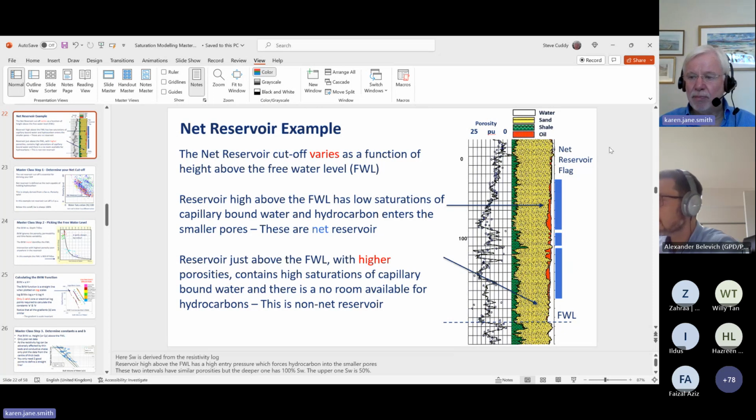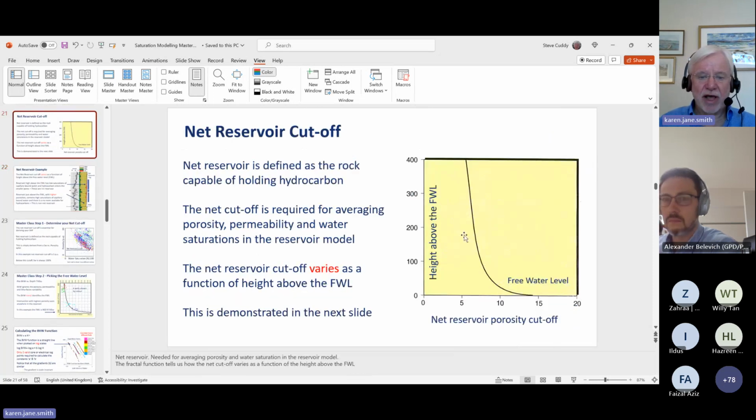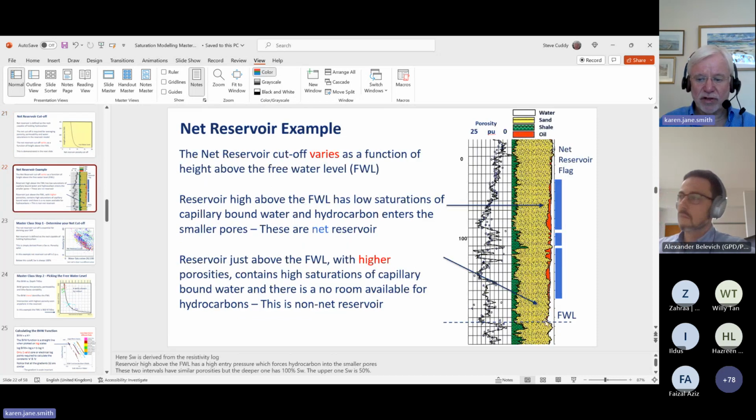I did show you in the previous slide that the actual net cutoff does vary with depth. That's why in this case, it's non-net because it's close to the free water level. Now, in my masterclass example, I said use a net cutoff, where we're using it over this interval here.